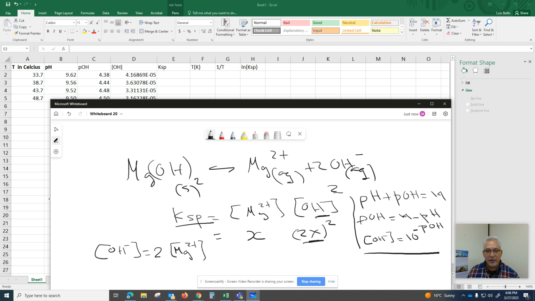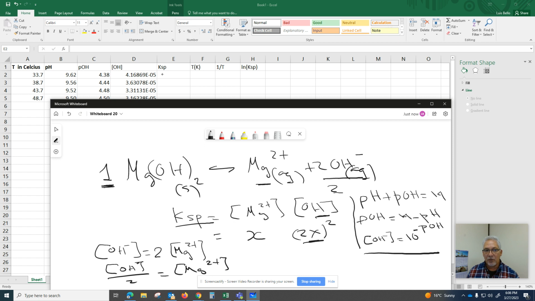How do I know that? Because for every mole of magnesium hydroxide that ionizes, you will get 1 of magnesium but twice the OH. So if you divide the concentration of OH over 2, that will be the concentration of magnesium ion. And that's something we need to keep in mind when finding KSP. So we have the concentration of OH, we need to raise that one to a square.